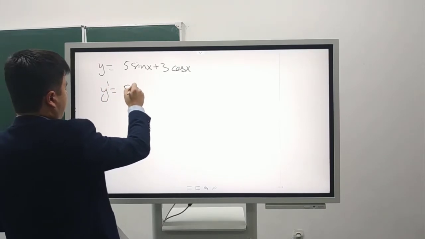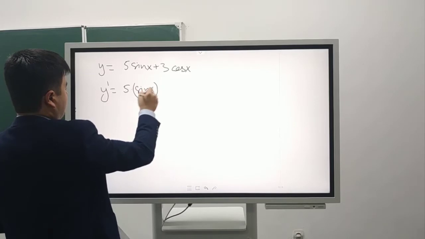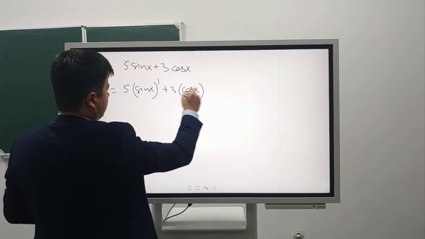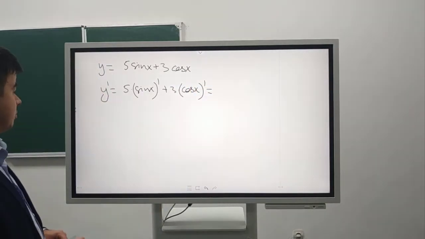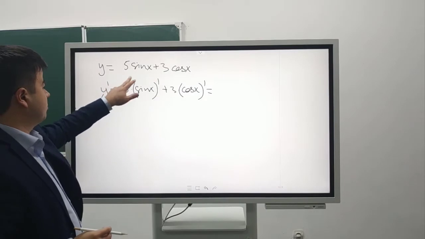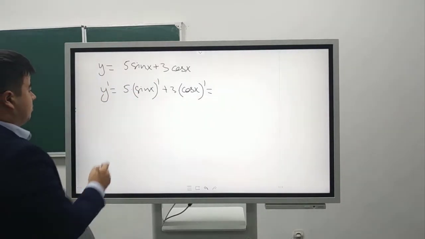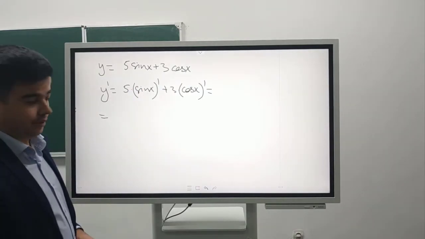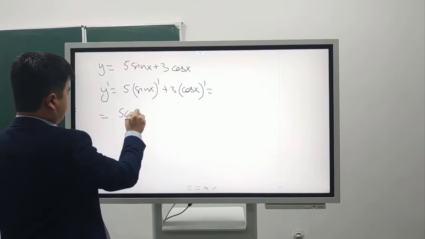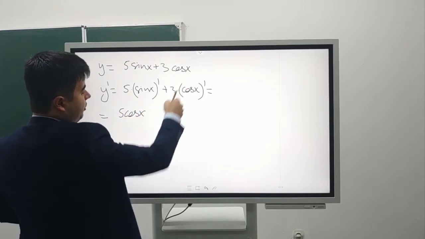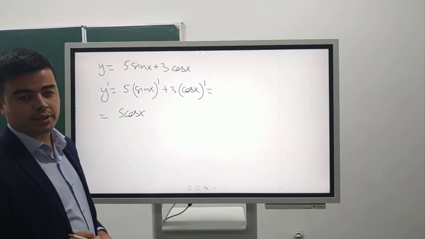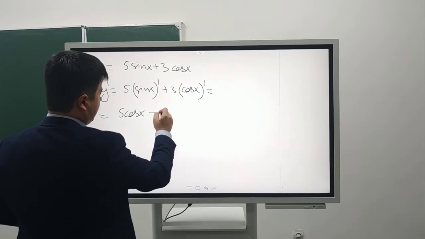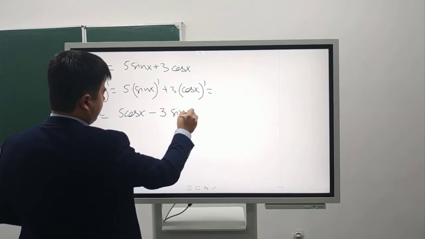5 times the derivative of sine x, plus 3 times the derivative of cosine x, because they are constants. And now if we continue, the derivative of sine x is just cosine x. Okay, 5 cosine x plus the derivative of cosine x, which is minus sine x. That's why here in the middle it will now be minus 3 sine x.